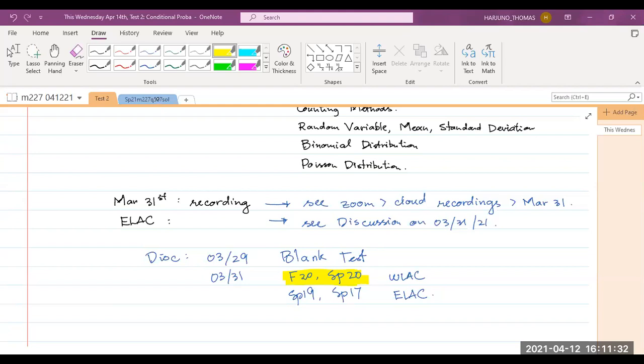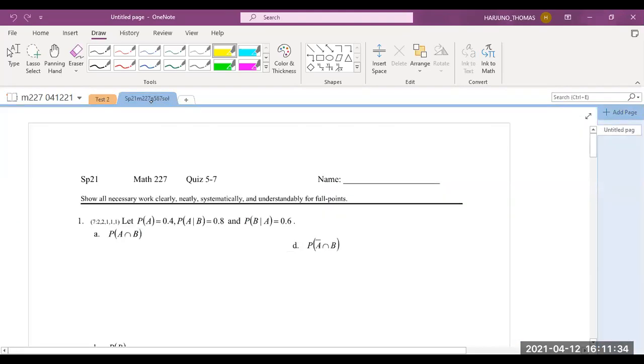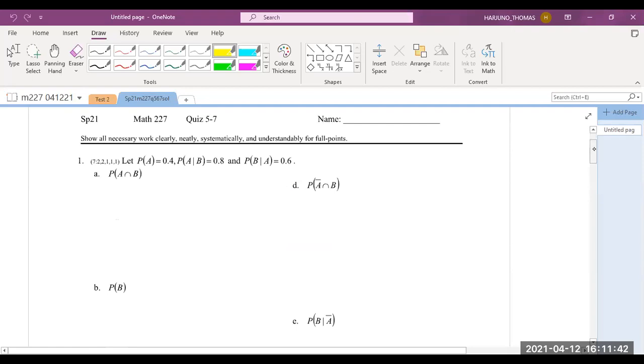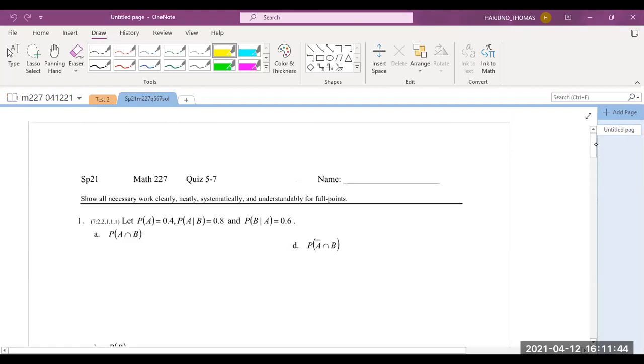What I will do first today is go over our last quiz 5, 6, 7. I really thought I had the solution already, and I figured out, oh no, I didn't have the solution. So let me just go over the solution with you. After that, I will start chapter 7. Now, chapter 7 will not be in your test 2. Chapter 7 will be in your test 3.